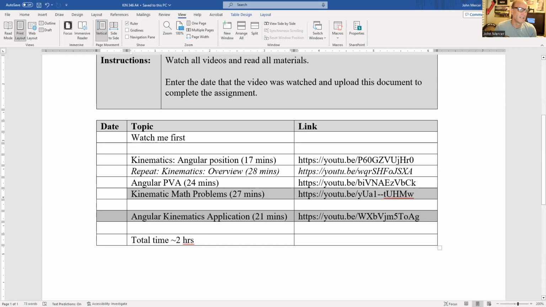And then I did add in a presentation on angular kinematics application. I really value that we do not want to lose sight that the information we're going over is very useful for us as we go forward in our kinesiology degree or as you go off working in the sports industry. This is a presentation talking about different ways we use angular kinematics in the laboratory.